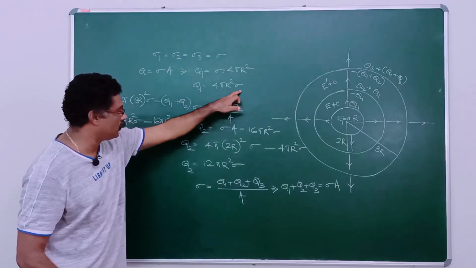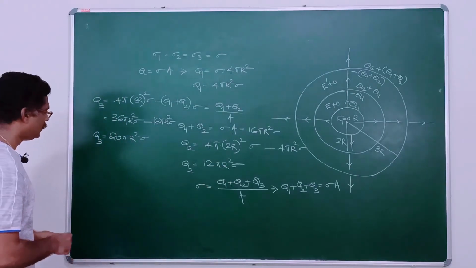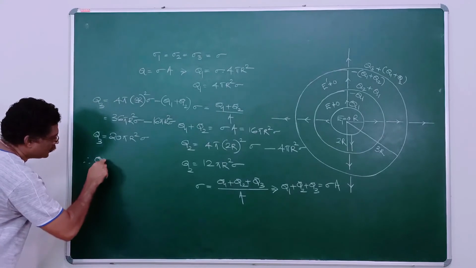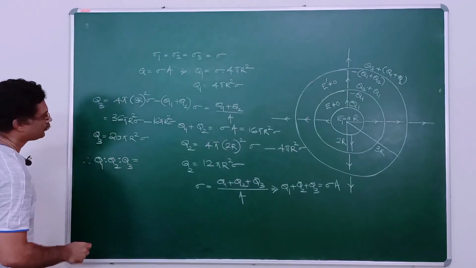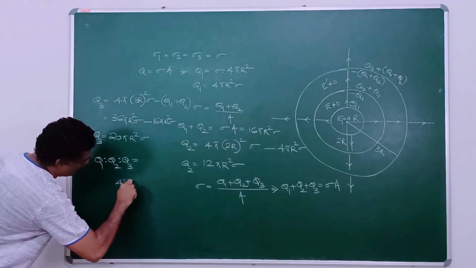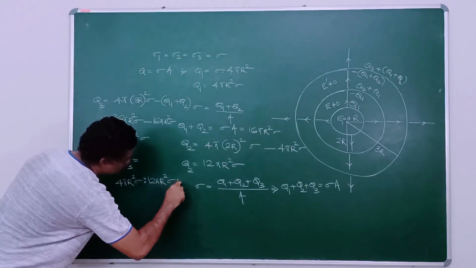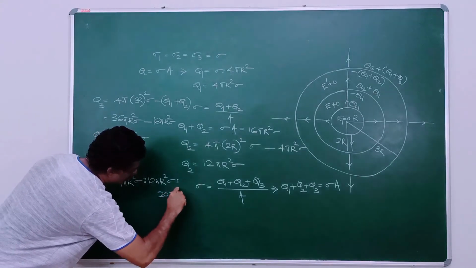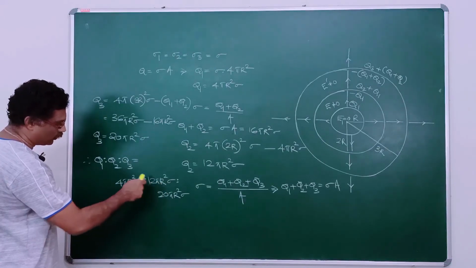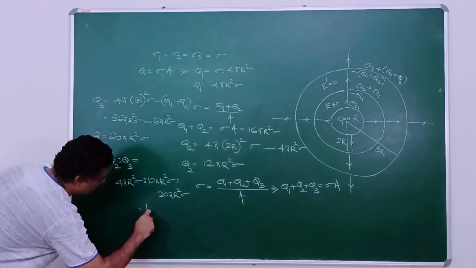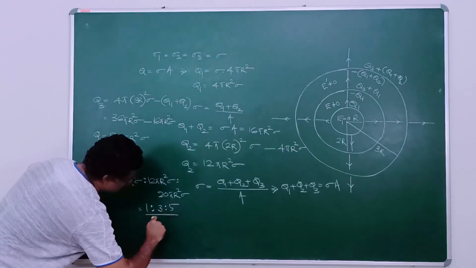So Q1 is 4 pi R square sigma, Q2 is 12 pi R square sigma, and Q3 is 20 pi R square sigma. Therefore, Q1 is to Q2 is to Q3 is equal to 4 pi R square sigma is to 12 pi R square sigma is to 20 pi R square sigma. 4 pi R square sigma is common. So this is equal to 1 is to 3 is to 5. So this is the answer.